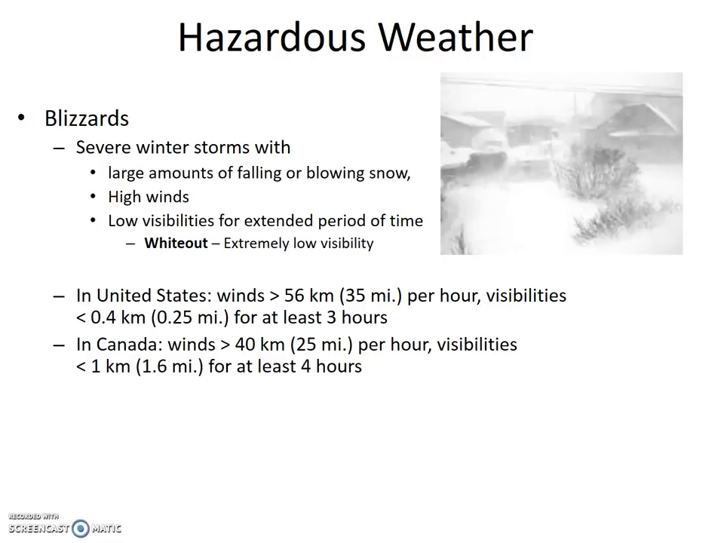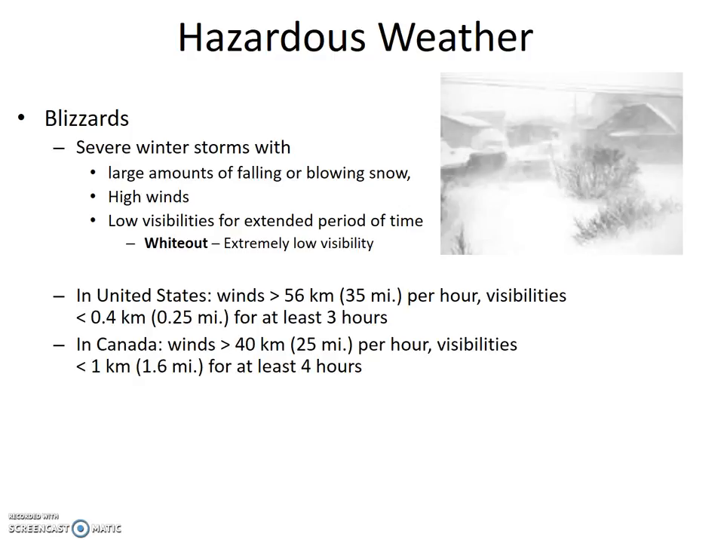Blizzards are another type of hazardous weather. They are severe winter storms with large amounts of falling or blowing snow, high winds, and low visibilities for extended periods of time, which is often called whiteout, which is extremely low visibility, just with white whirling snow.